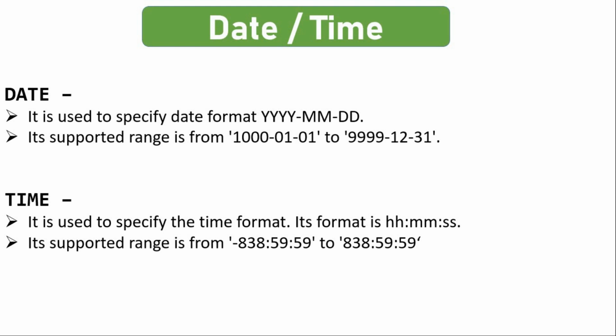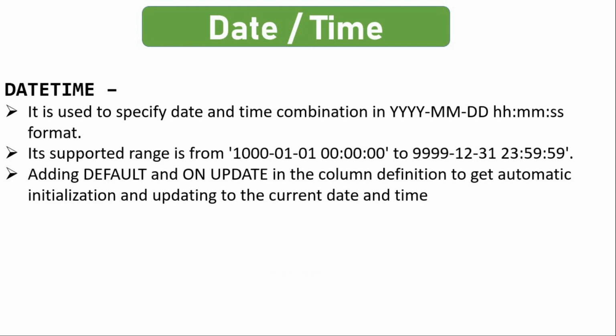And the next data type is datetime, which stores the combination of date and time in this format. And here is its supported range. If you add default and on update while defining the column, then the value will get initialized and updated to the current date and time automatically.